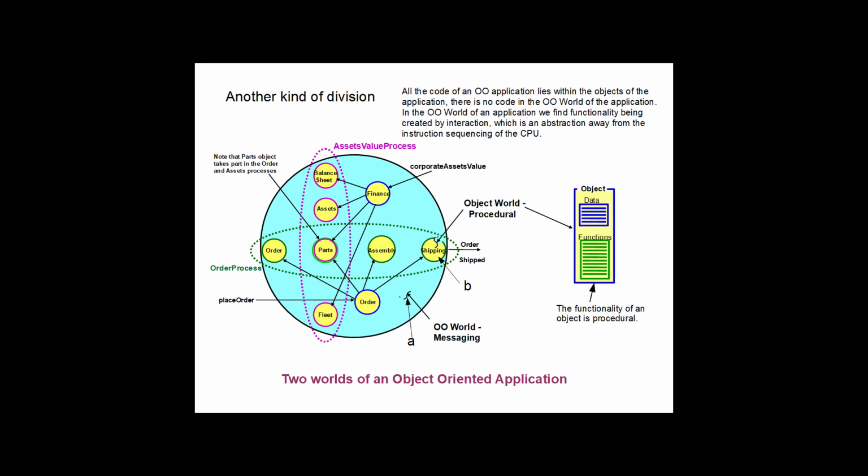Now let's change your point of view. Imagine that you are inside one of these objects, say at point B. From this point of view, what could you see?